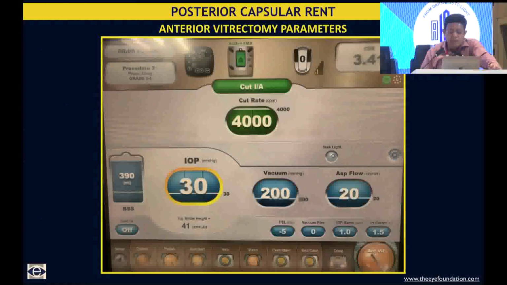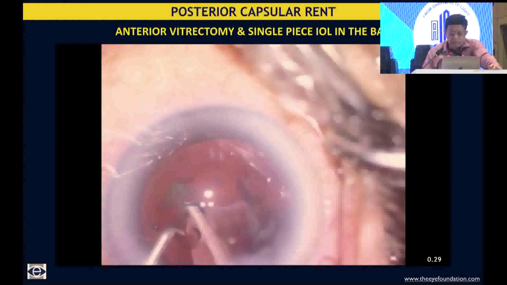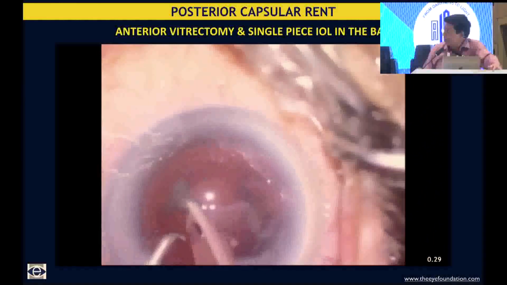This is the normal parameter setting when you are doing the vitrectomy. Ramp it up to the maximum cut rate that's available with your particular machine. Keep the intraocular pressure or the bottle height quite low. As you can see, it's just about 41 millimeters. Keep the vacuum as well as the aspiration low, and this would give you a more controlled vitrectomy whenever it's needed. Let's look at this case where a vitrectomy procedure was needed.